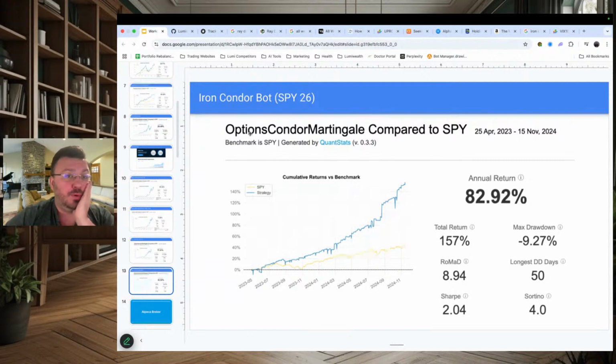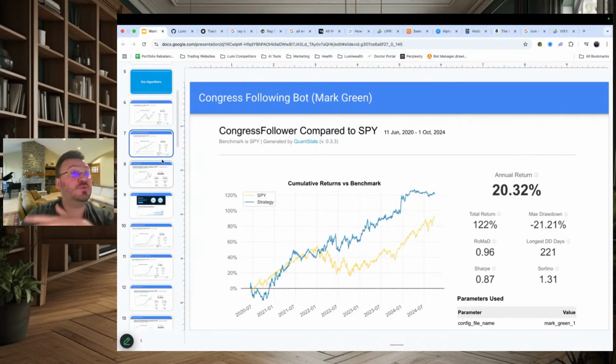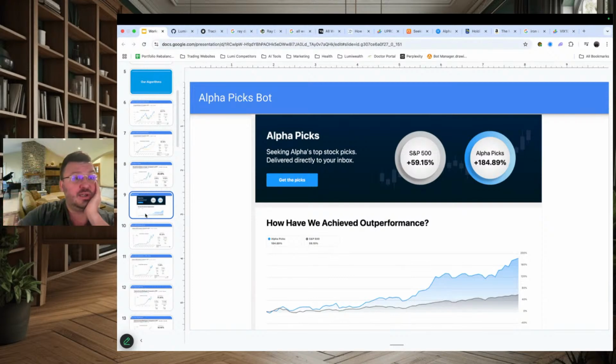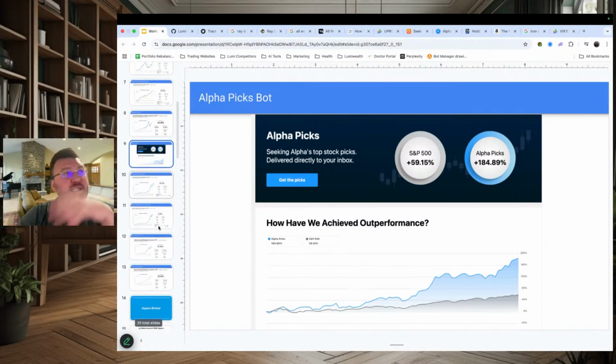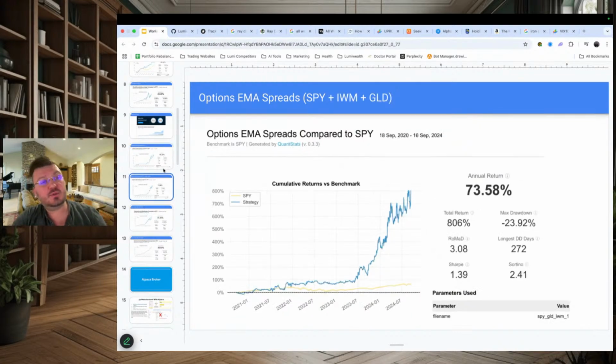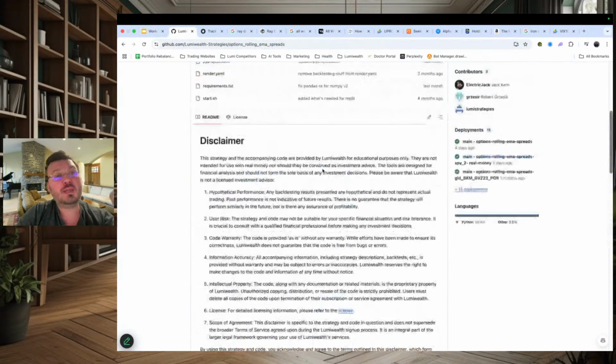Very cool. Okay, cool. So that's our Iron Condor trading bots. You see 2 of them. We've talked about a bunch here. We've talked about our Congress following bots, following Pelosi, following Mark Green. You can also follow other Congress members. We've talked about a diversified leverage bot, which copies Ray Dalio's strategy with leverage. We have our Alpha Pix bot, which copies Seeking Alpha, Alpha Pix. We have our EMA spreads bots, right? Different versions of it. We have our Iron Condor bots, and then we have so many more.